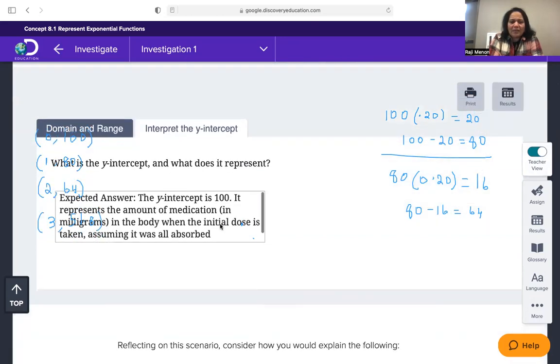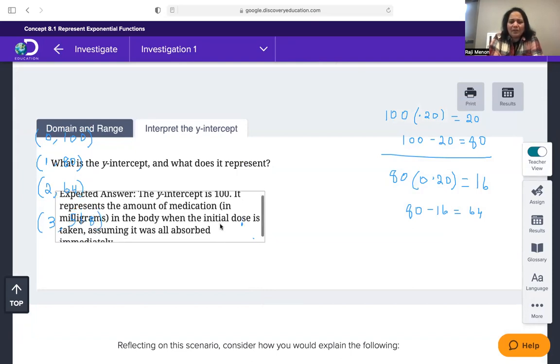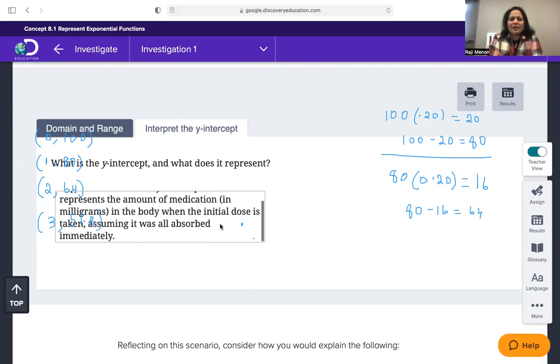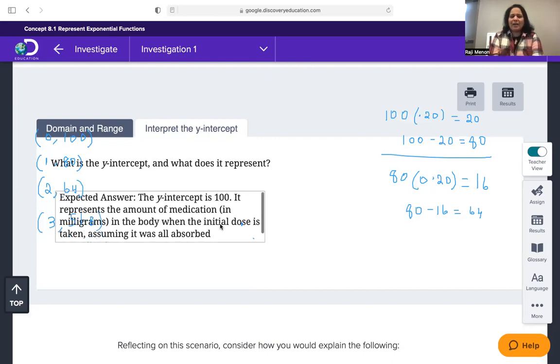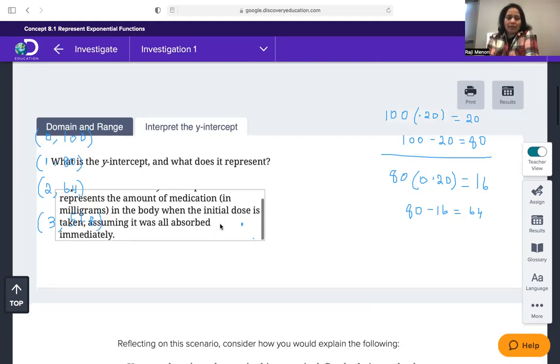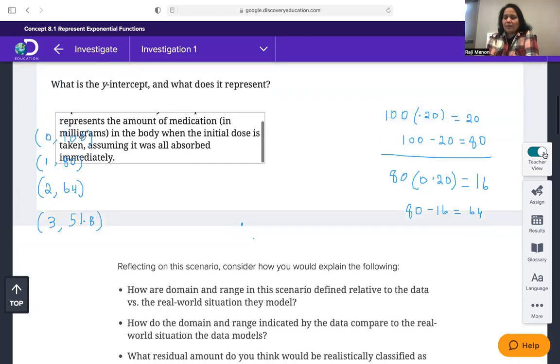The y-intercept is 100. It represents the amount of medication in milligrams in the body when the initial dose is taken. So, that's 100. The y-intercept is 100, the amount of medication in milligrams in the body when it is absorbed. So that is the concept there. Okay. So we can write it down. Let us go to the next concept.